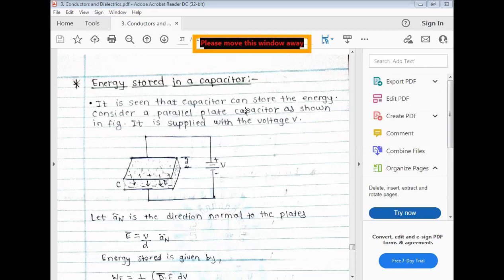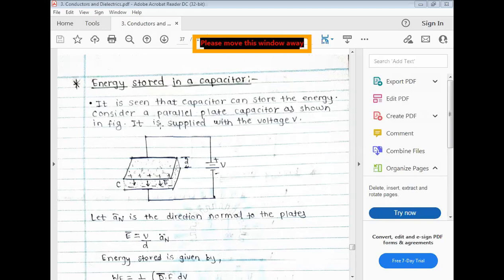For this, we are considering one parallel plate capacitor. The upper plate is positively charged and the lower plate is negatively charged, and across this we are connecting a supply V. The distance between these two plates is d, and in between these two plates there is a dielectric material.